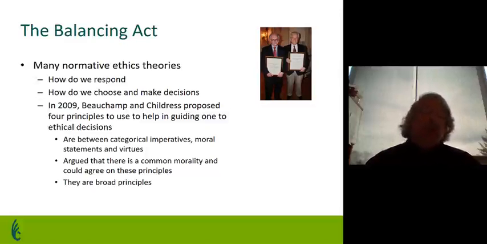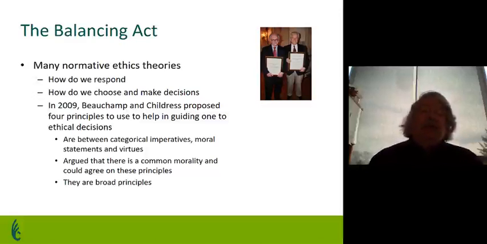In 2009, Beauchamp and Childress proposed 4 principles that bioethicists should use in guiding one to medical ethics decisions. They are kind of between categorical imperatives and moral statements and virtues.